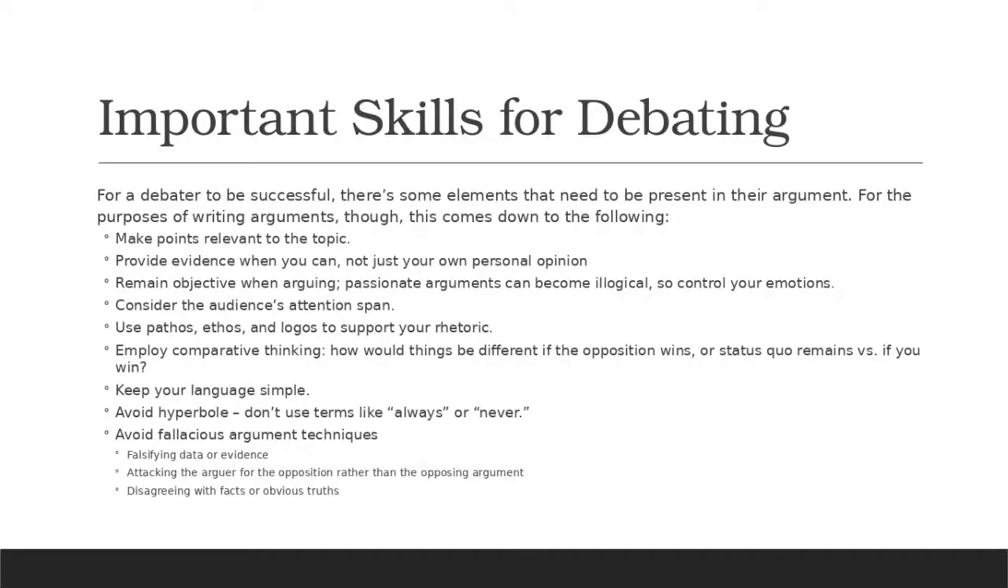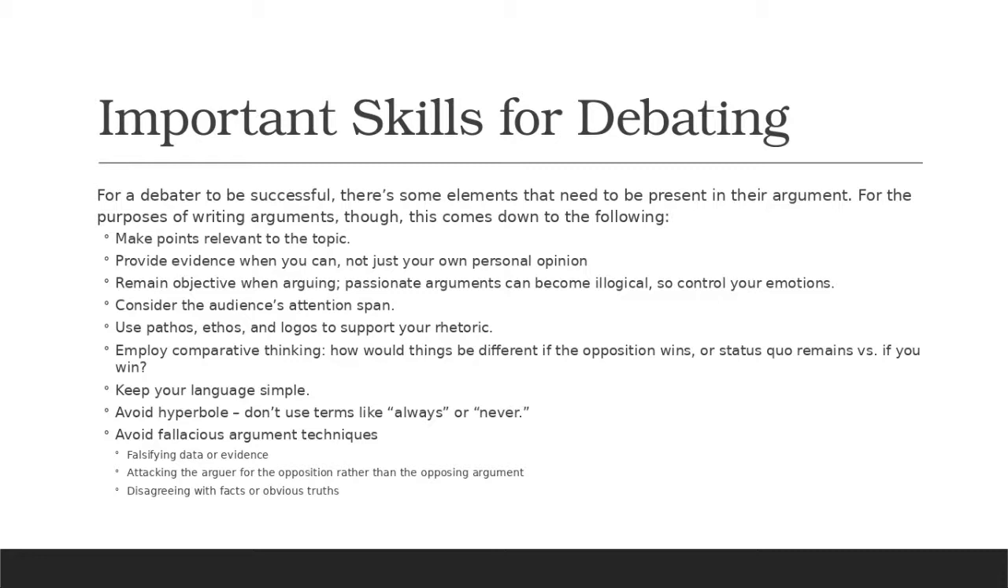All right. Some important skills for debating that carry over into classical argument. For the purposes of writing arguments, this comes down to these points. Make your points relevant to the topic. Everything has to stay focused on what your topic is and what your argument is. Provide evidence when you can, not just your own personal opinion. We need to have these backed up with facts. Remain objective when arguing. Passionate arguments can become illogical, so control your emotions. You need to make sure that you are doing this and keep control of your emotional range.